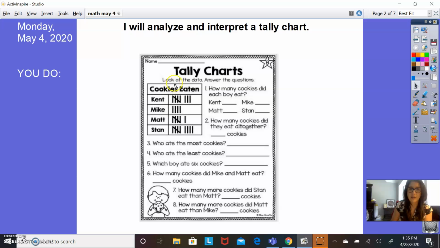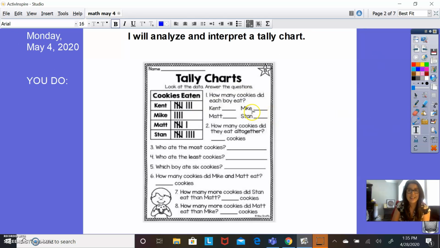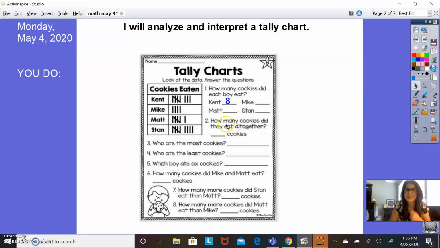Okay, so you'll just start here. How many cookies did each boy eat? Well, if I look here, Kent, do we have to count each one of these? No, we know this is a group of 5, right? So we can count on 5, 6, 7, 8. Kent ate 8 cookies. Wow, I bet he might have a stomach ache, huh? So we fill in 8. And then you just continue to fill in the rest of your sheet here.